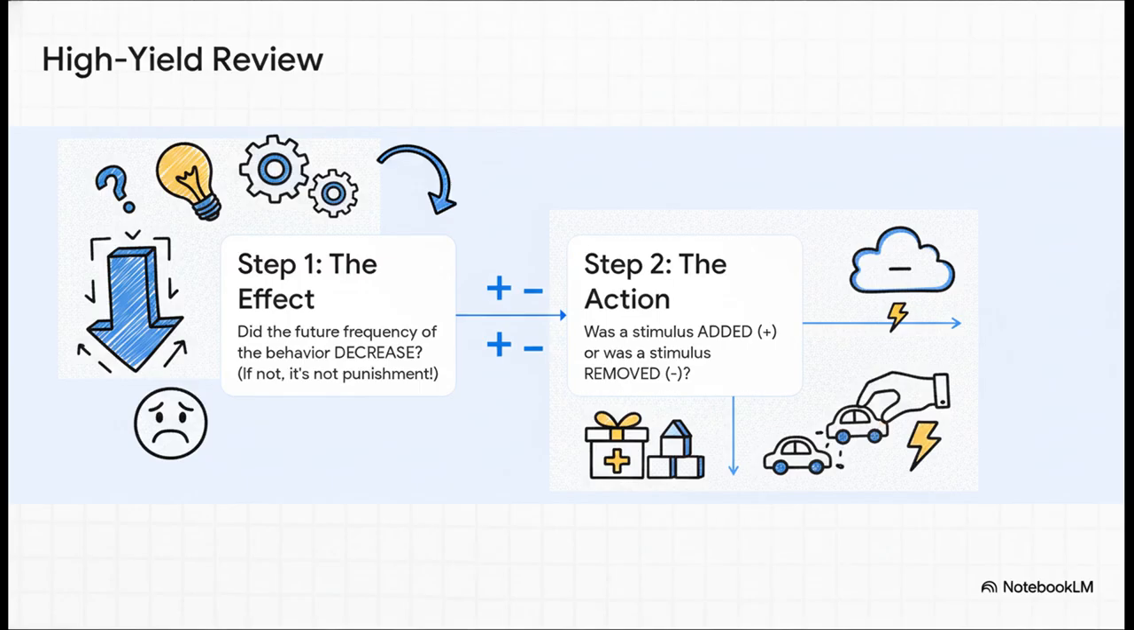Okay, let's boil this all down into a simple two-step tool that you can use on any exam question. Step 1. Look at the effect. Did the behavior's future frequency actually go down? If the answer is no, it's not punishment. Stop right there. But if the answer is yes, move on to step 2. Look at the action. Was a stimulus added or was a stimulus removed? That's it. That's the entire decision tree. Follow those 2 steps and you cannot go wrong.